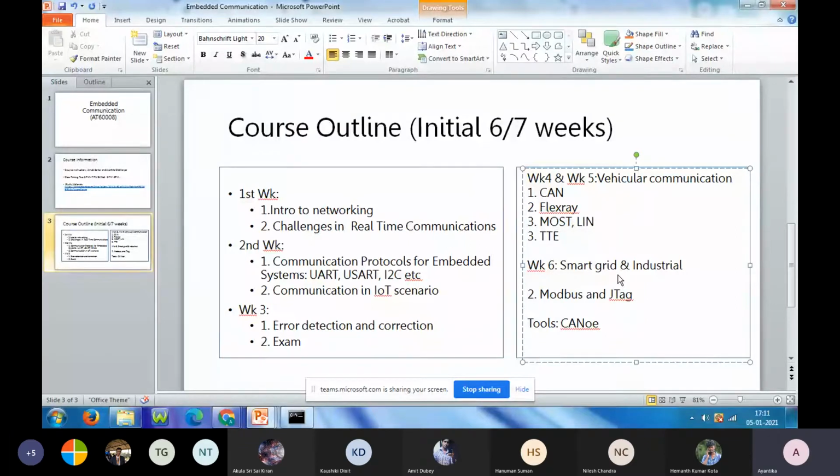In the next few weeks, Professor Sarkar will be talking about distributed dependability and those parts. So this is the tentative course outline. You can see the detailed course outline in the shared drive. I have already uploaded the syllabus. There you can get everything.